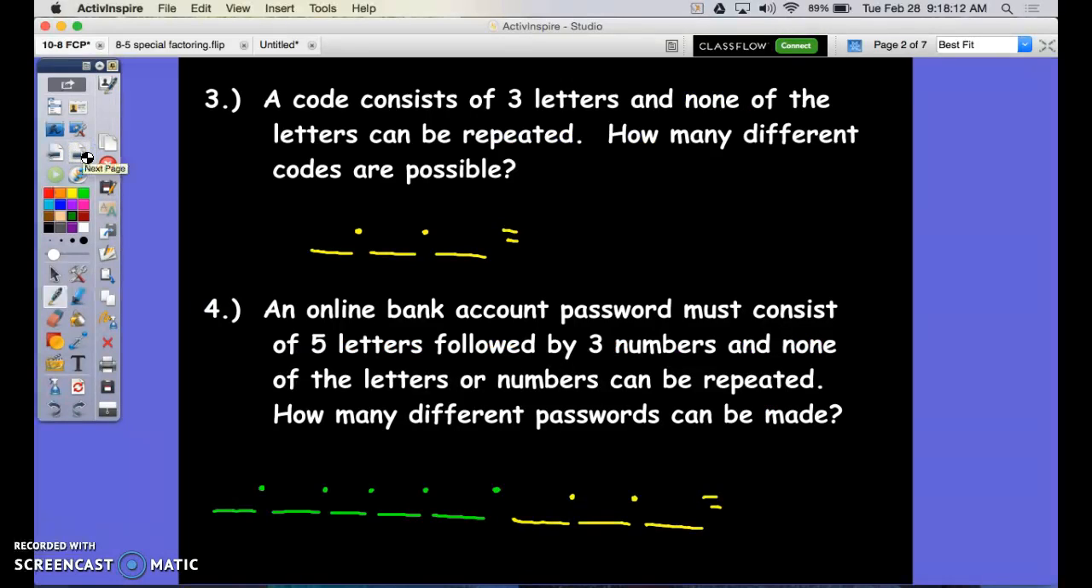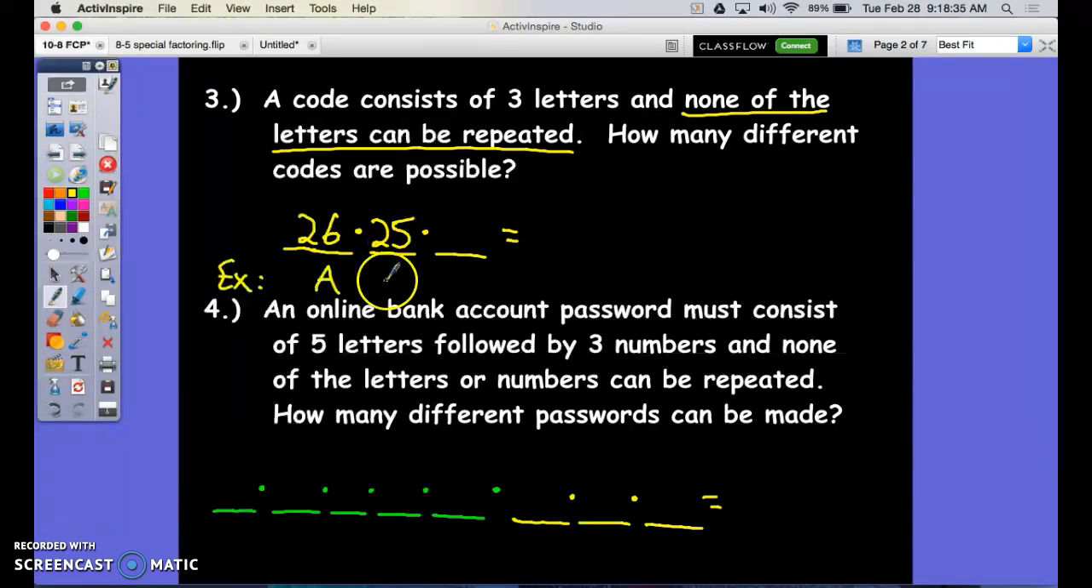Let's take a look at another one. A code consists of 3 letters, and none of the letters can be repeated. So that's now different because we only have 26 letters to choose from to start. But say my first letter, and this is just an example, say my first letter is an A. I now no longer have the A to choose from. So I would now have 25, and then say the next letter is B. I would then have 24 to choose from, and my next letter would be C, whatever it might be.